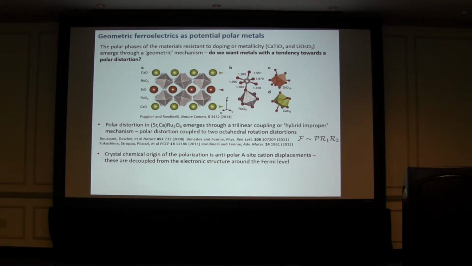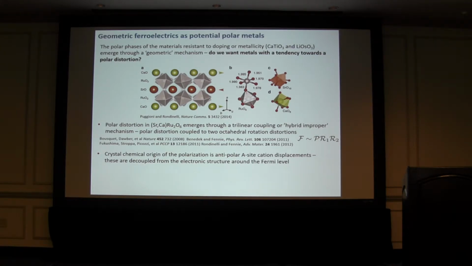actually, yeah, okay, I did want to say something about this first. So the polar phases of the materials that I've talked about so far, calcium titanate and lithium osmate, emerge through this so-called geometric mechanism. So this is a mechanism of ferroelectricity that doesn't rely on charge transfer. It's driven by ion size mismatch effects. So in the case of the materials that I've been talking about, some ion is too small for its coordination cage in a non-polar space group, and a polar distortion allows it to optimize its bonding environment. So that's also the case for this predicted polar metal, strontium calcium ruthenate.